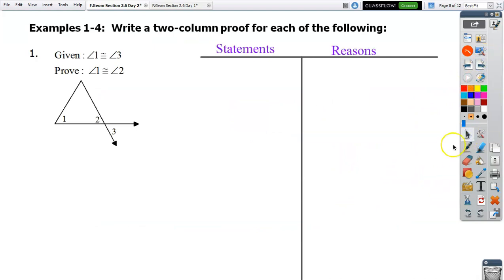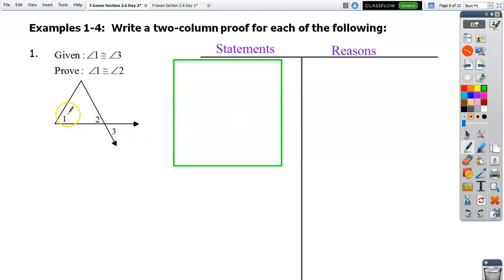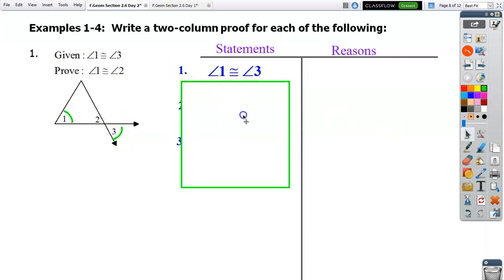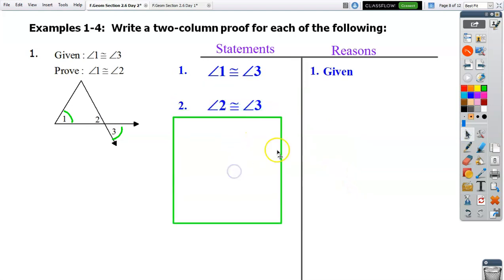These ones are pre-written, so I'm just going to go fast through this. So this one, our given is angle 1 is congruent to angle 3. So if I were to draw a picture of that, angle 1 is congruent to angle 3. So I've got my given written down, and that was given. The next step I would want to do is say, well, angle 2 and 3 are vertical angles, so I know that vertical angles are congruent. So angle 2 is congruent to angle 3 as well, because they're vertical angles. Vertical angles are congruent.